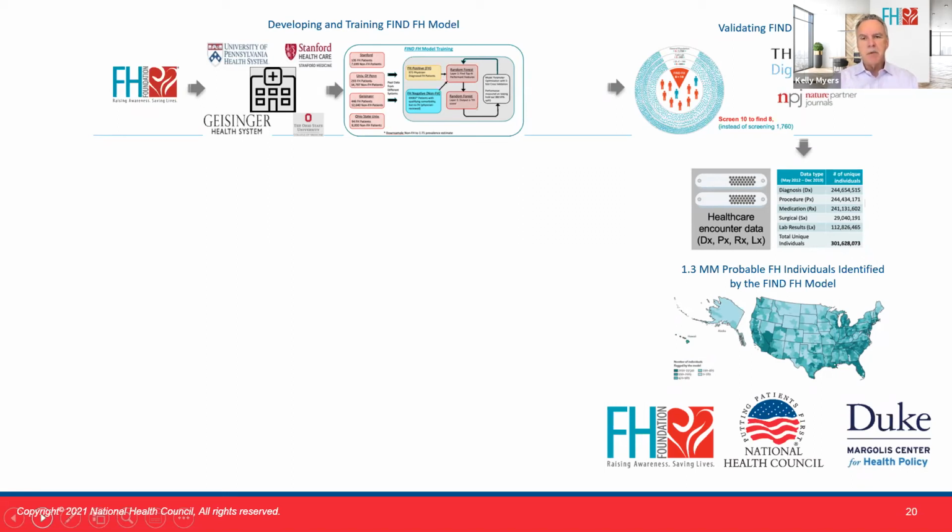And when we evolved the model that was developed in the 4 institutions and applied it to the national data set, we identified over 1.3 million yet to be diagnosed individuals with FH in the national data. And you can see a relative heat map here of where the model thinks those folks are. And again, the model is a screening tool, it's not a diagnosis. And the model's goal is to identify an individual that a clinician should evaluate.